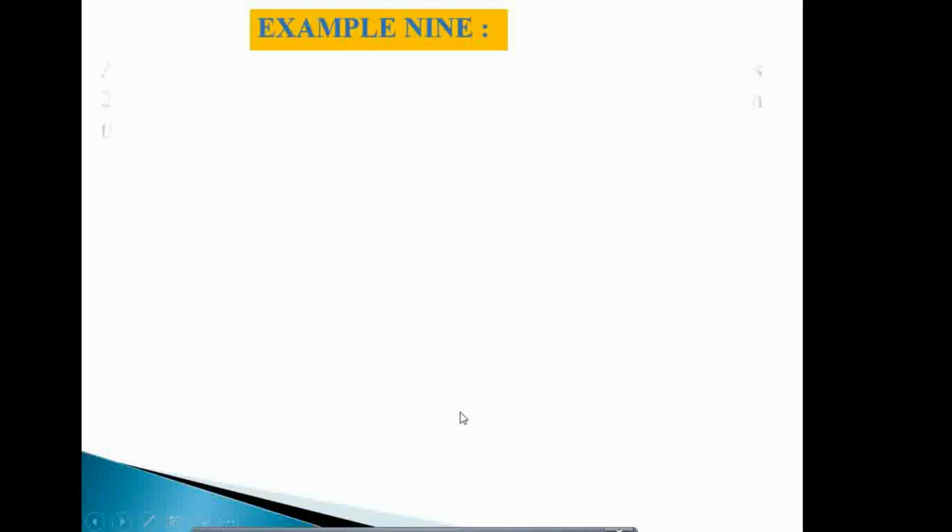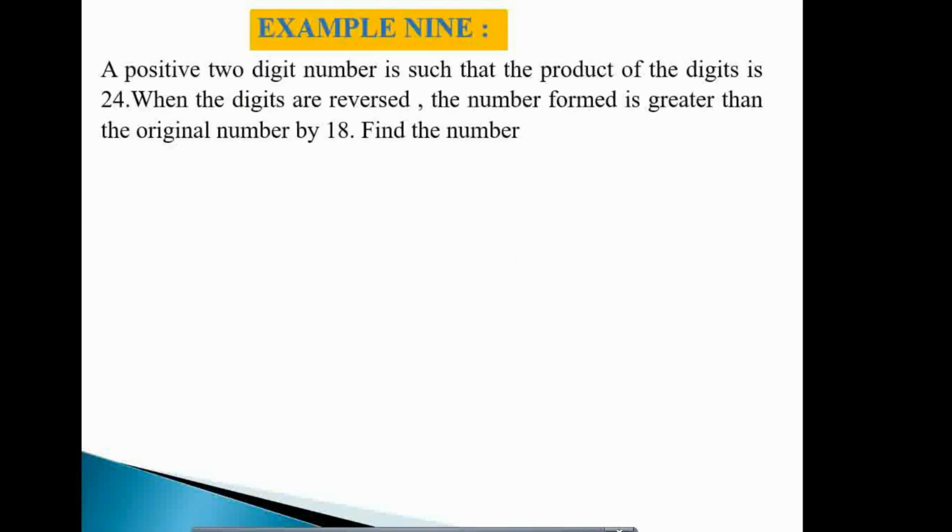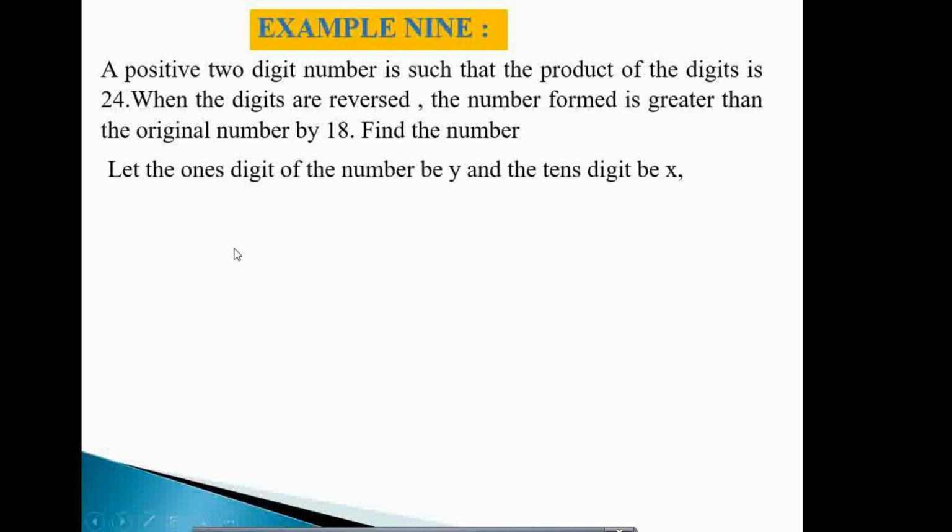Example 9. In our example 9, we have a positive 2-digit number such that the product of the digits is 24. When the digits are reversed, the number formed is greater than the original number by 18. Find the number. Oh, very easy. Let's look at how we can handle that.